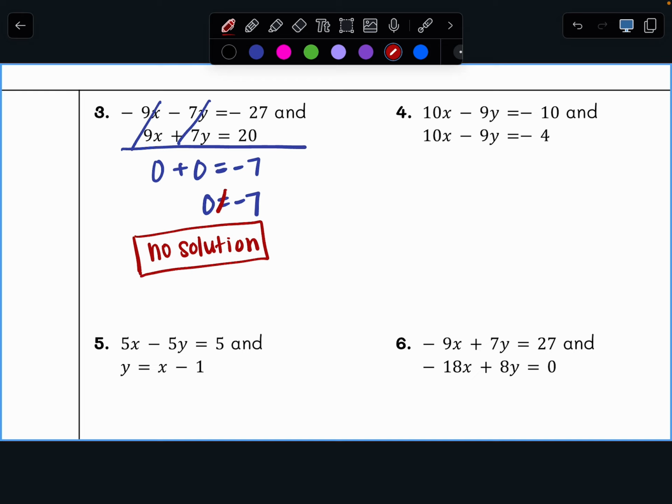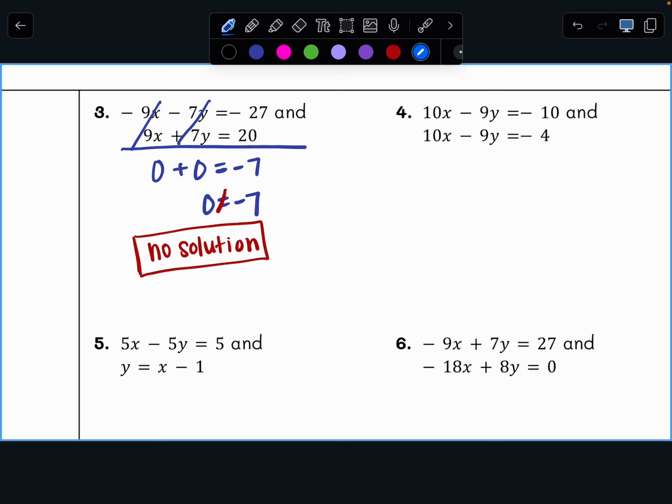That means these are parallel lines and they will never intersect. Number 4, I think that elimination is the best method, but I'm going to have to change one of the equations so that something cancels out.